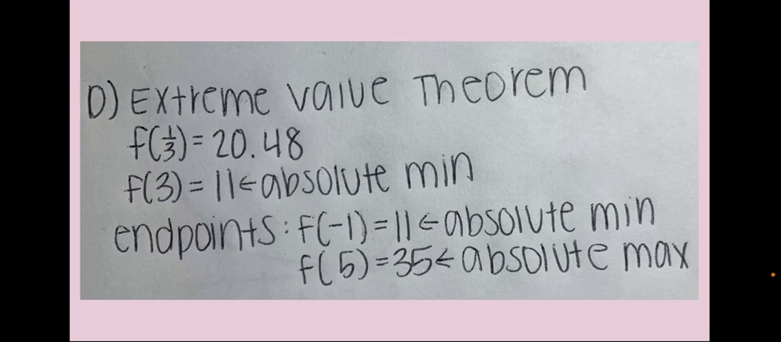Therefore, in the interval of -1 to 5, f of x has an absolute maximum of y equals 35 at x equals 5, and it has an absolute minimum of y equals 11 at both x equals -1 and x equals 3.